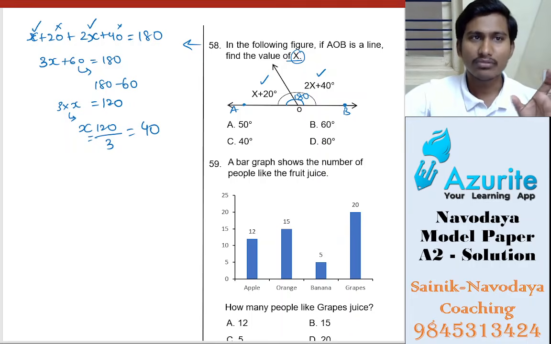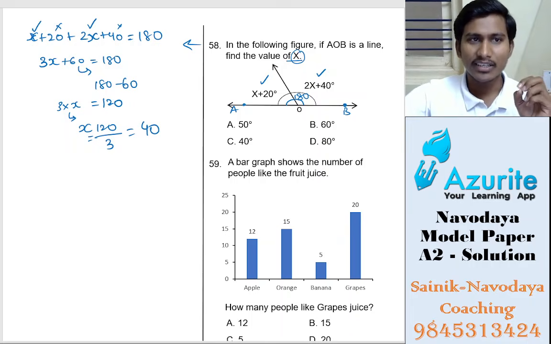X is how much? 40. So 3 40s are, right? So that is 3 4s are 12, 0 as it is, 40 is the answer. Option C here. Okay, so that is the answer.